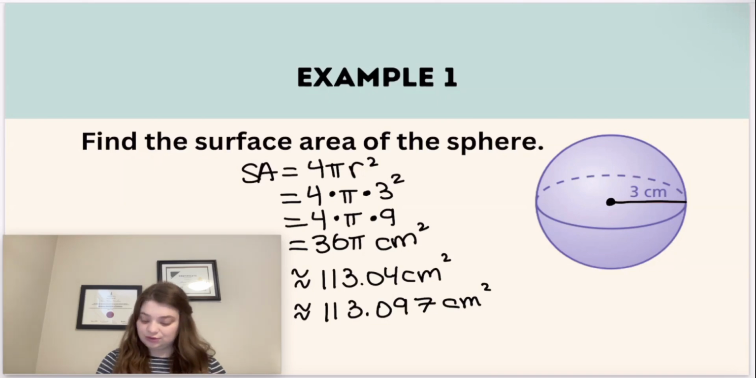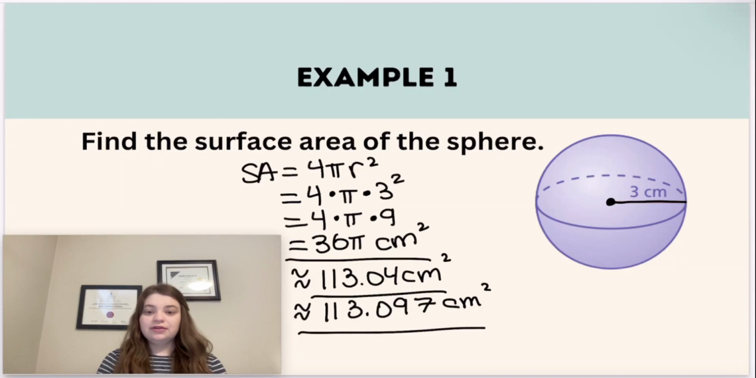So whichever one of these three final answers your school prefers, whether they prefer the exact answer, or the second one, which is multiplying by 3.14, or the third one, which is using the pi button, there's all of them right there.